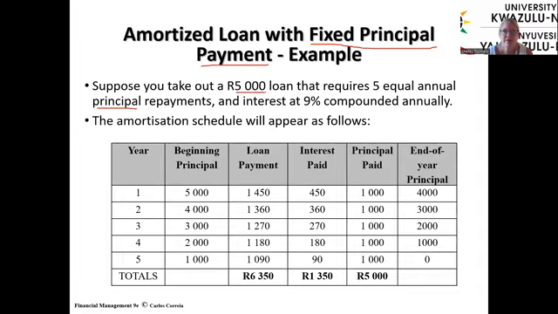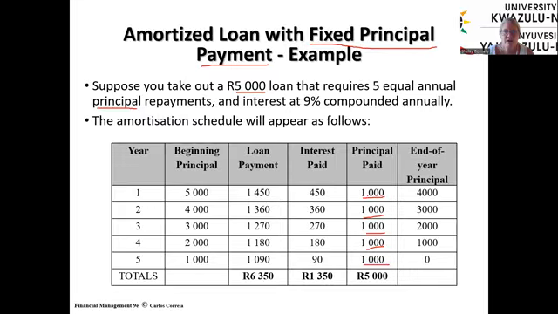So you're going to pay this 5,000 off in 5 equal principal payments of 1,000 each. Can you see that? Now, interest is going to be at 9% compounded annually. If you're asked to draw up an amortization schedule, this is how you do it manually. So right now you owe 5,000, or in the beginning.